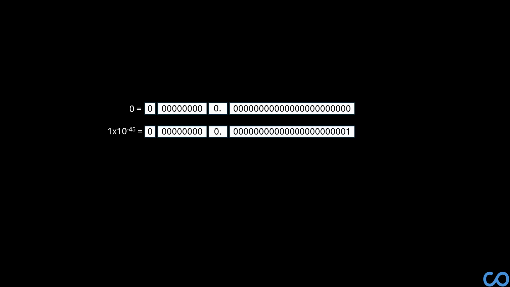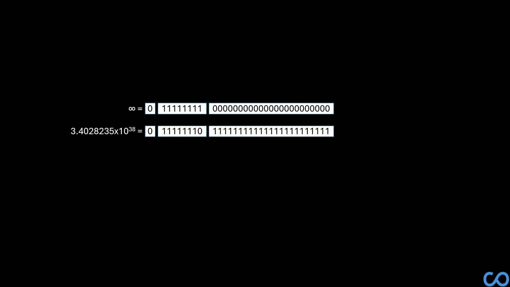Add 1 to the lowest bit of the mantissa, and we get the smallest positive number represented in this format. The decimal representation of this number is about 10 to the power of minus 45. Its natural logarithm is approximately minus 103.6.